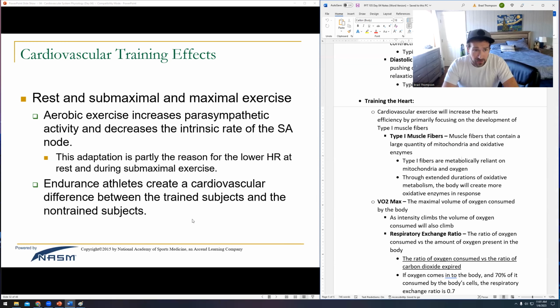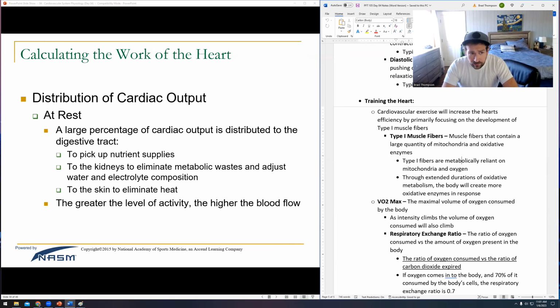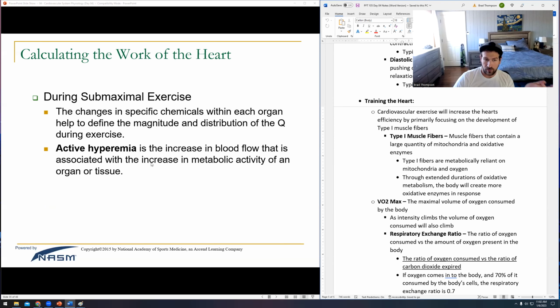But let's talk about some of the benefits, right? When you look at distributing your cardiac output, number one, your body will actually increase your cardiac output, right? The greater the level of activity you have and the more physically active you are, the more likely your heart is to know how to beat consistently. And it can get the same amount of work done in fewer beats, so it becomes much more efficient.